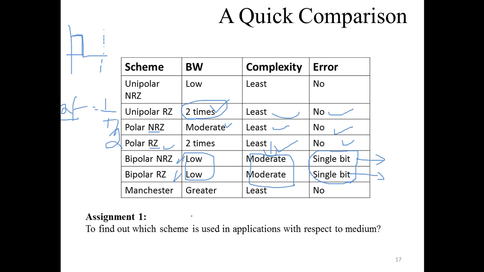And if you are using the Manchester technique, the bandwidth requirement is very much greater, and there is the least complexity level, but there is no error control.